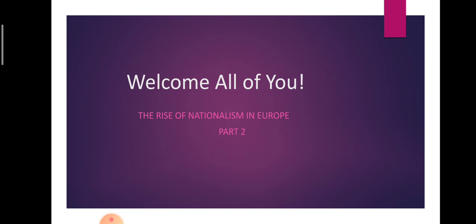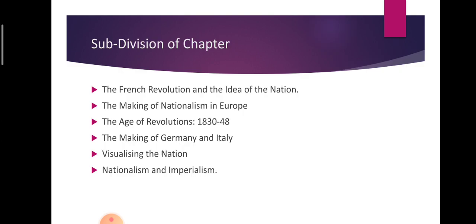We have 6 parts in the chapter. We can see the 6 parts of the chapter clearly on the screen, okay? The first part is about the French Revolution and how it led to the idea of nationalism. The second part talks about nationalism in Europe. The third part talks about the age of revolutions, all the revolutionary changes that took place between 1830 and 1848.